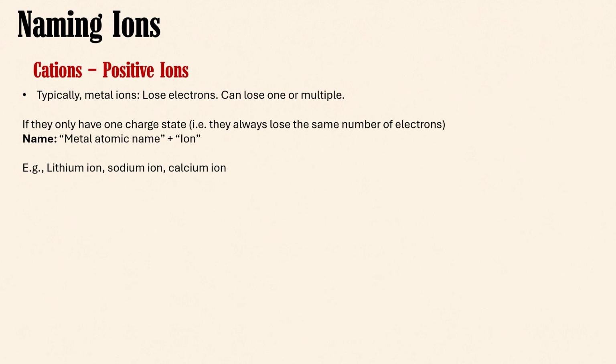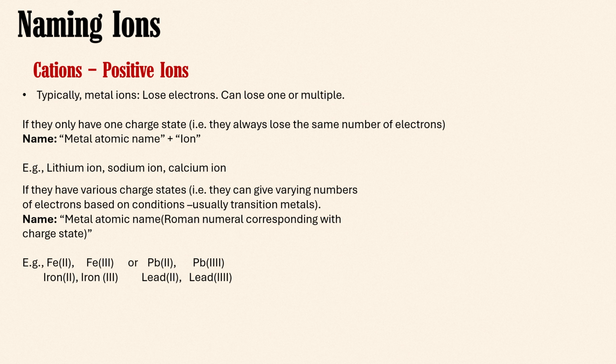So how do we name ions? Well, cations, which are typically metal ions and lose electrons, can lose 1 or multiple electrons. If they only have one charge state, meaning that they always lose the same number of electrons, their name would be the metal atomic name, plus the word ion at the end of it. So some examples of this would be lithium ion, sodium ion, or calcium ion.